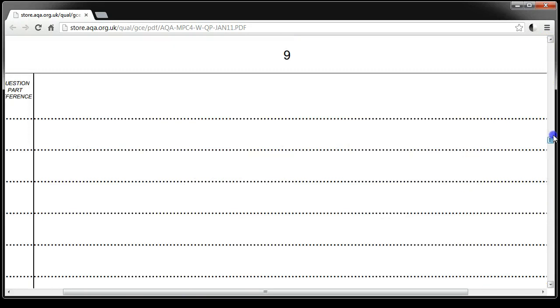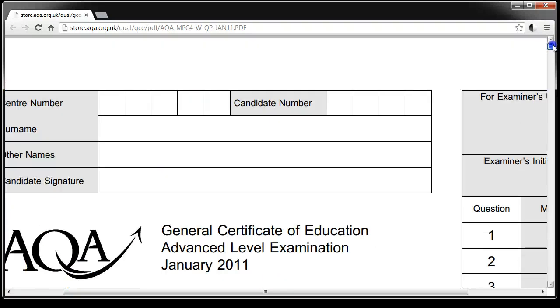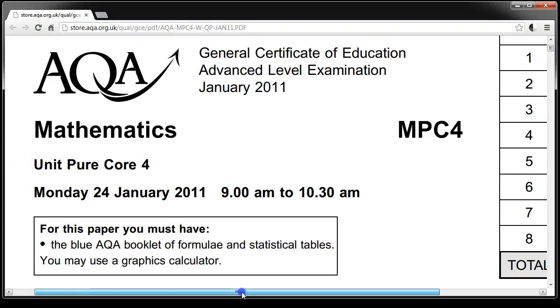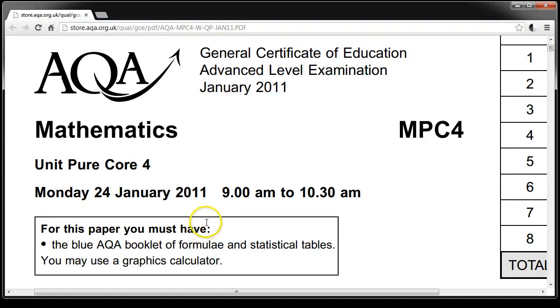So the paper overall then, the first few questions, all of them bar the last one, seem fairly okay, and just remains for me to wish you well if you've got a C4 exam in the near future, guys. All the best with it. I hope it goes well. Hope you work hard, prepare well, and get the marks that you deserve for the examination.